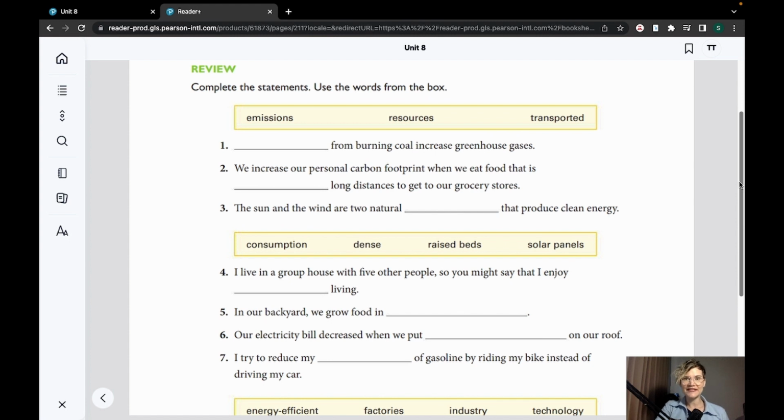You're going to place the correct word in a correct sentence, completing the statement. So this means using the words in the correct context. You can pause your video to do this. Go ahead.